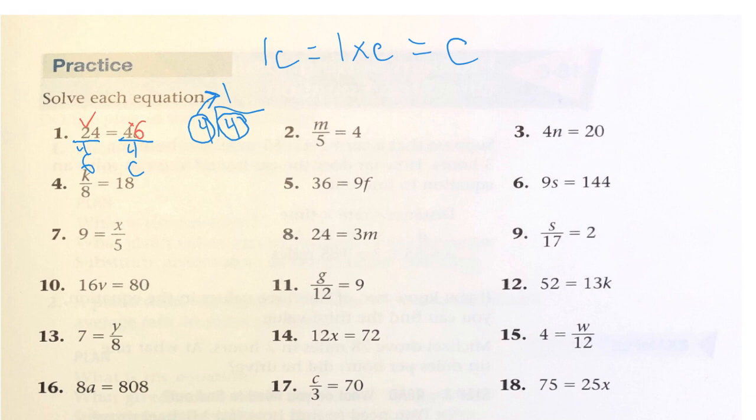So now we have number 2, m over 5, or m divided by 5, equals 4. So if we multiply by 5, we multiply both sides by 5, then we're going to get just m. But we can make this a little bit more expanded to show what we're doing.